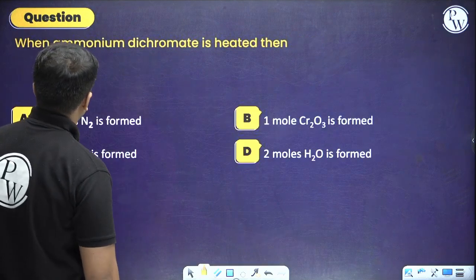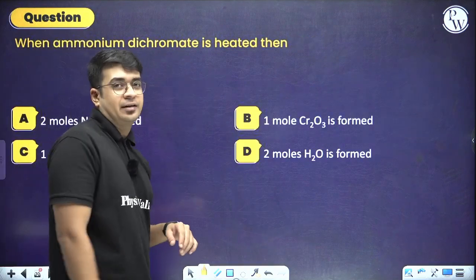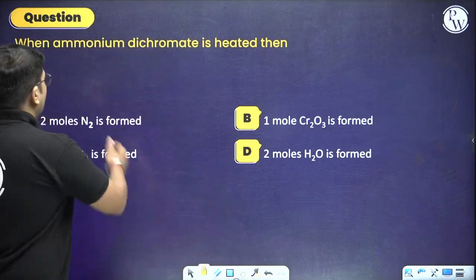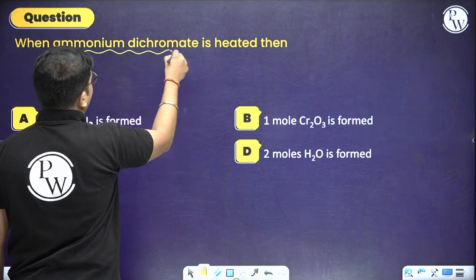Now the next part is when ammonium dichromate is heated. These are the situations where everything is unknown, but you know about this particular part, ammonium dichromate.